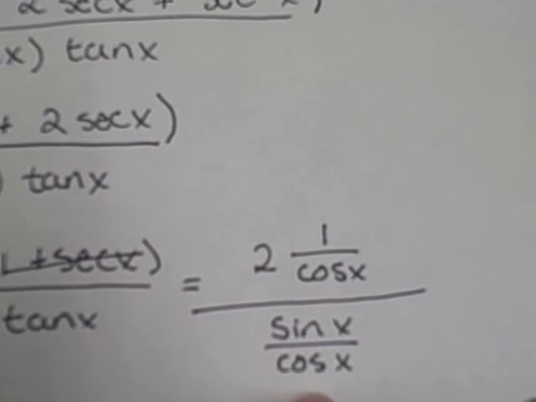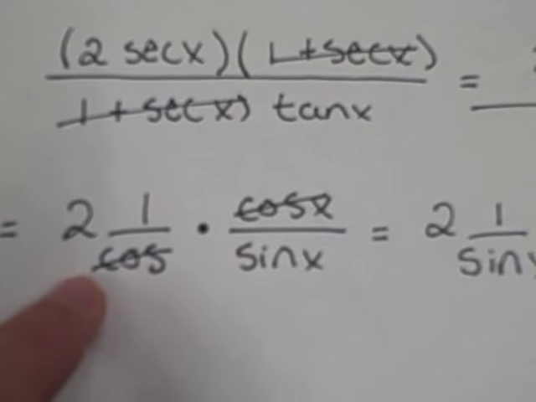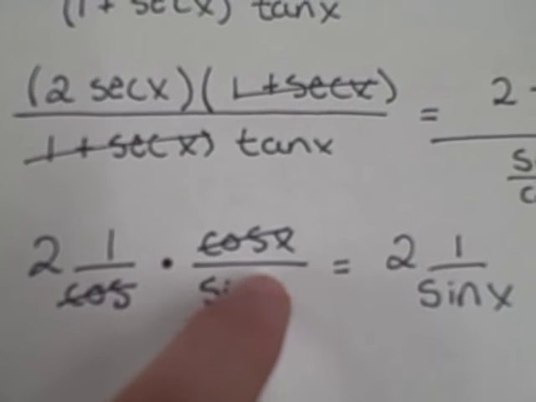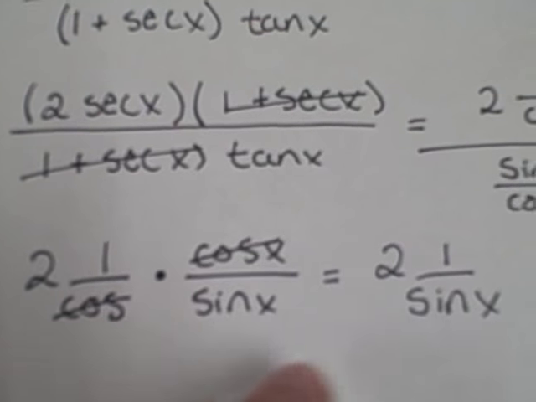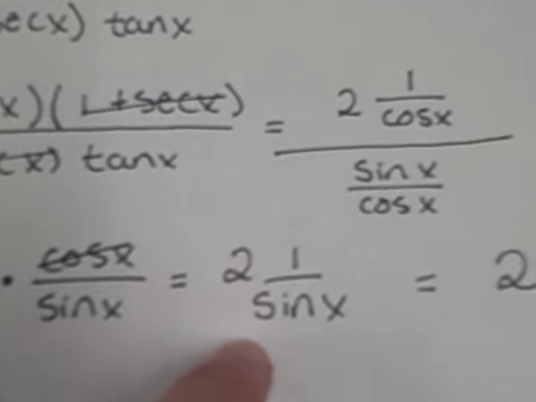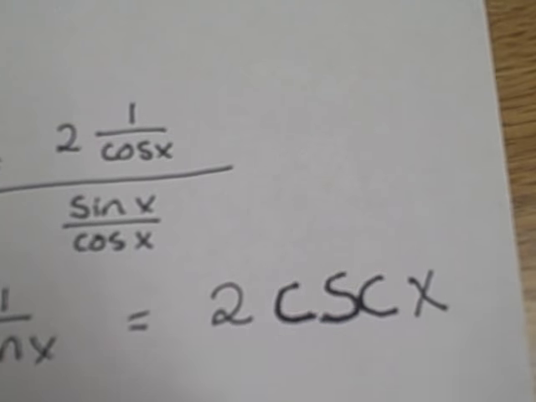So then you have to flip and multiply the top, and you're left with 1 over cosine x times cosine x over sine x. And then the cosines cancel out, and you're left with 1 over sine x. And 1 over sine equals cosecant, and you still have the 2, so the answer is 2 cosecant x.